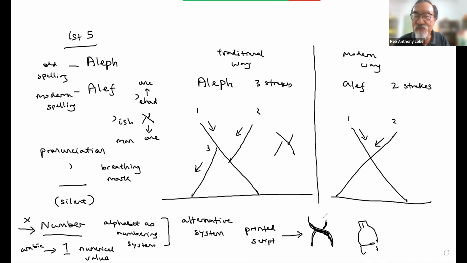Some people try to follow up with all the different shapes, but don't waste your time trying to do all the shapes. A lot of people try to write it as close to the printed script, but that takes a lot of time to write. Then you have the handwriting way, which has two styles, and then you have the pronunciation. This one is silent, and then you have the name, the modern and the old spelling, and then you have the numerical value.